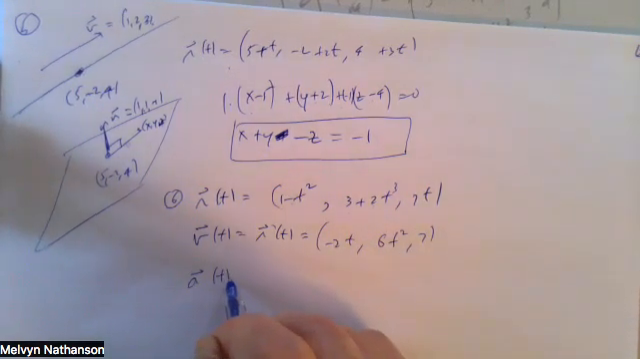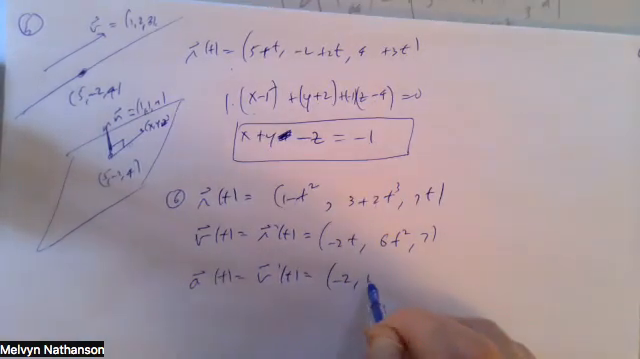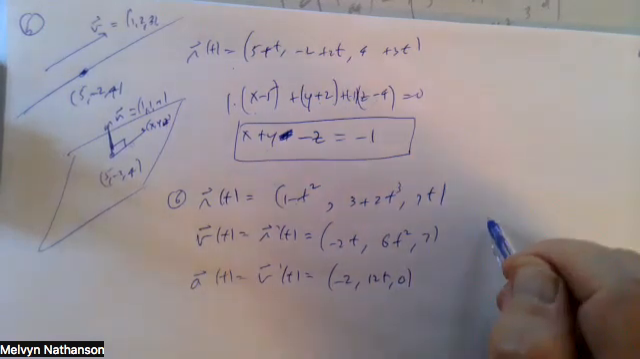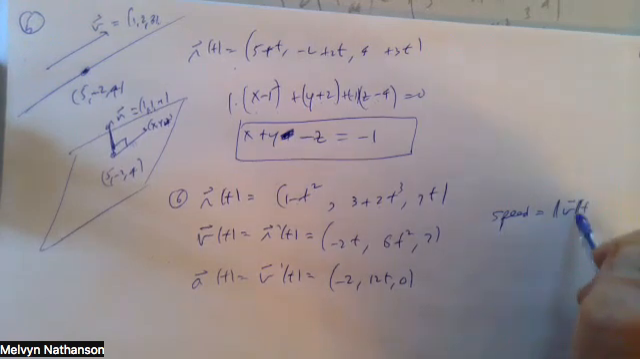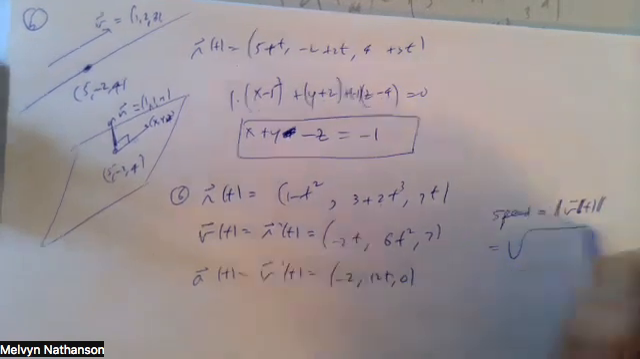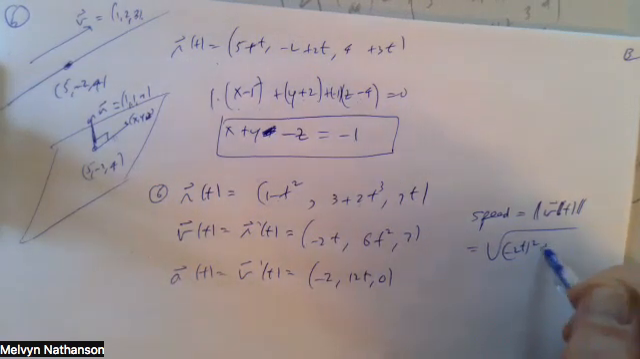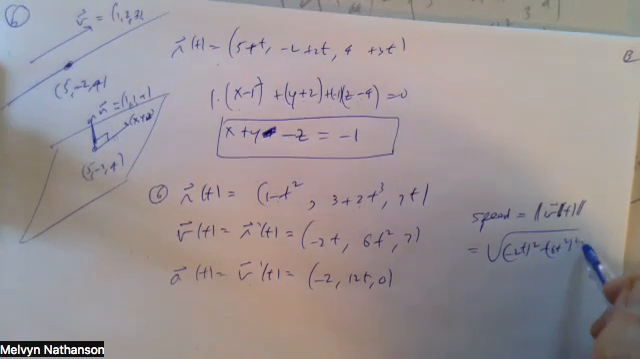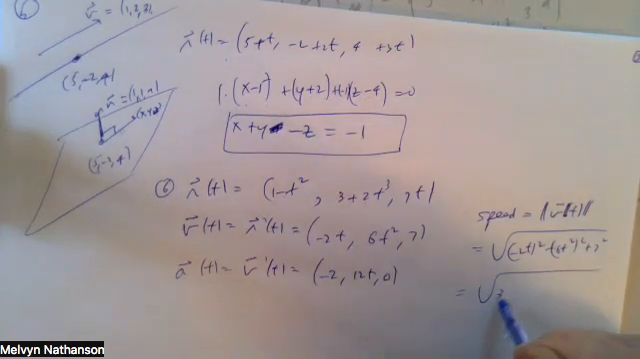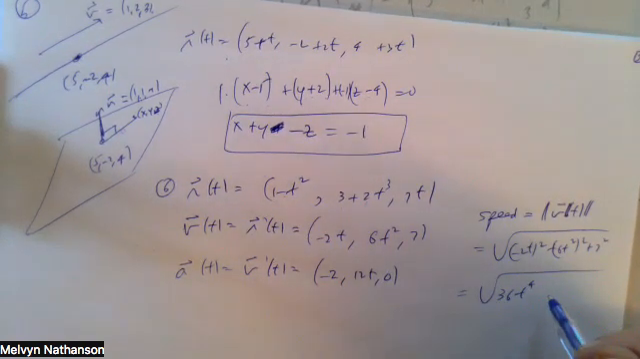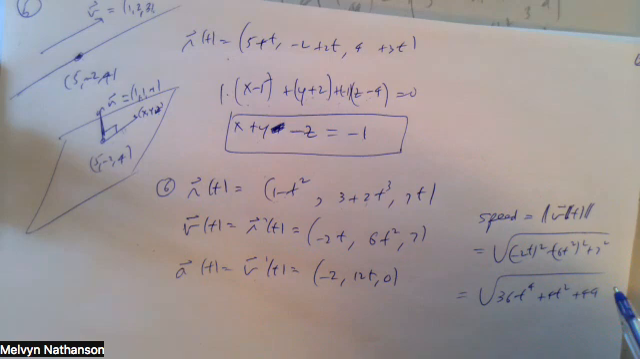And the acceleration is the derivative of the velocity, so you just differentiate this, and you get minus 2, 12t, 0. And the speed is just the length of the velocity. So that's the square root of minus 2t squared plus 6t squared plus 7 squared. So that's the square root of 36t to the 4th plus 4t squared plus 49. That's the speed.